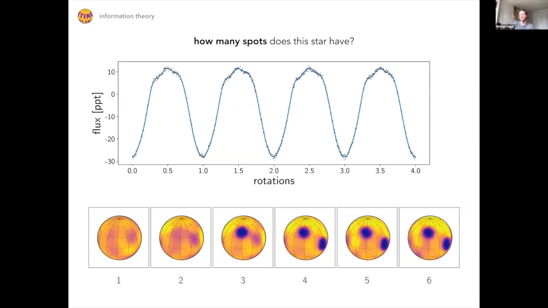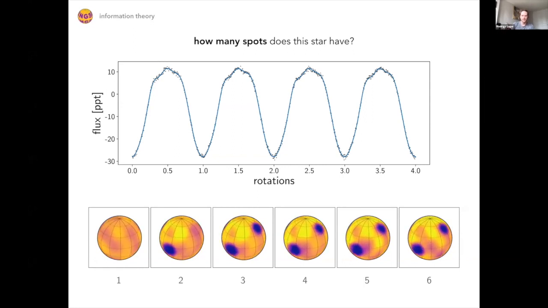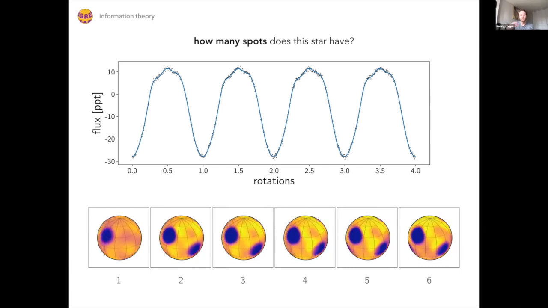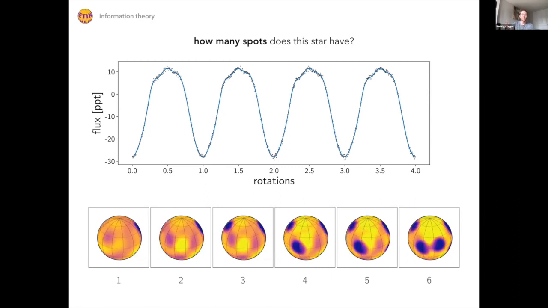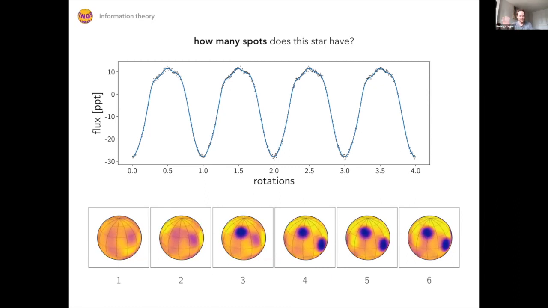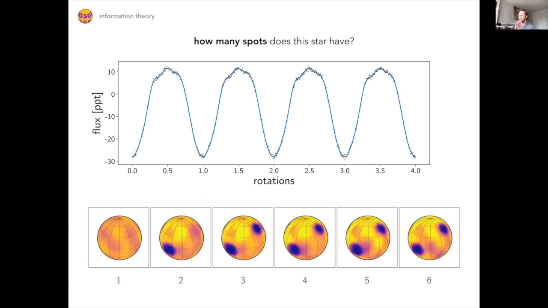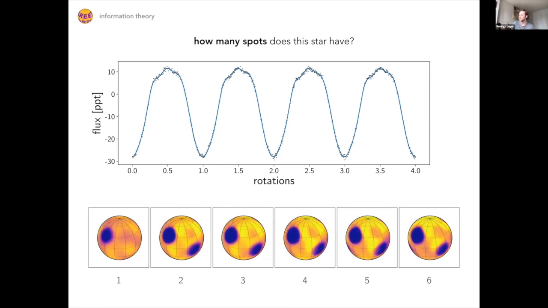And the punchline in a few slides is going to be that you can't learn things like this about individual stars. But because these degeneracies depend strongly on inclination, you can learn things about ensembles of stars. Yeah, but very well put. That's exactly correct.